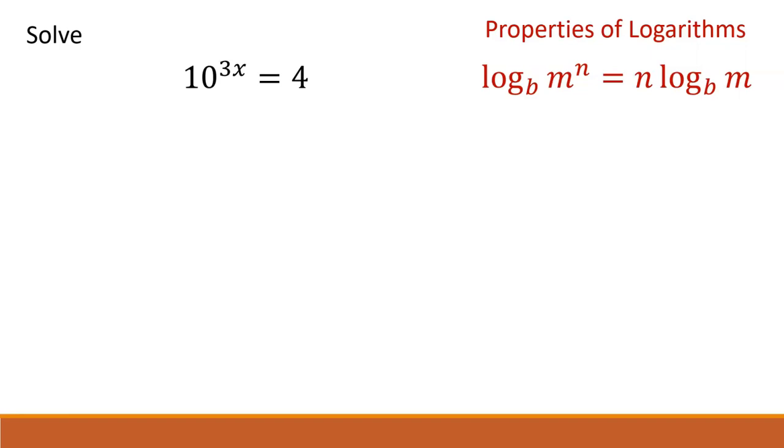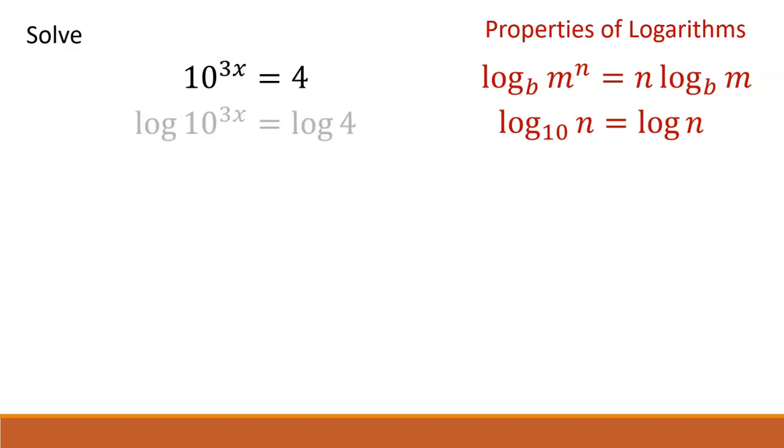So our next step in solving is going to be to take the log of both sides of the equation. The question is, what base do we use on our log? We're going to choose to use a base 10 because the base on our exponential expression is a 10. Now we could write that log as a log base 10, but if we just write log, the base is implied to be a 10. So we'll take the log of both sides of the equation.